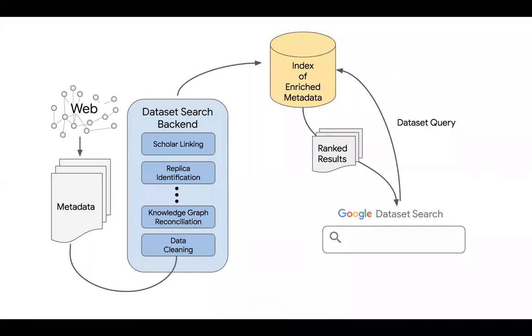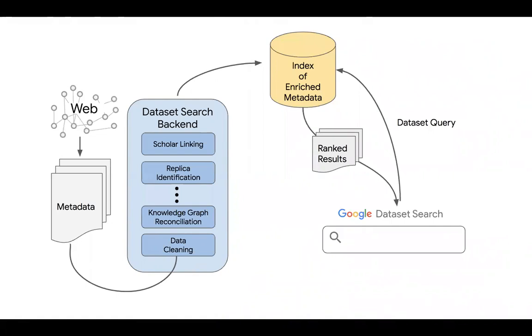Because we end up collecting everything from the whole web, we can do this kind of identification of replicas. Obviously, it's not foolproof. Unfortunately, explicit linking is not very present, so we often have to guess, but we still try to do as good a job as we can.